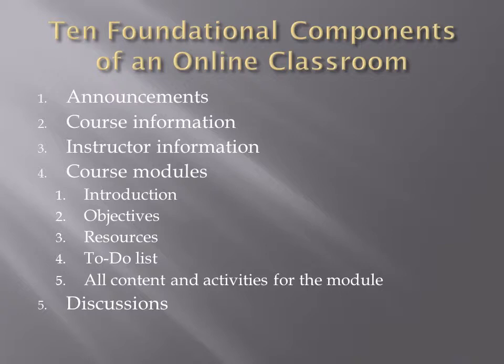A course should include course modules, and each module should include some kind of an introduction, the learning objectives for that module, any resources used during that module, a to-do list, and then all the content and activities for that module. And you can call your modules whatever you want. You can call them a module, you can call them a unit, you can call them chapters. We're going to see some examples a little later on in this slideshow, but they don't have to be called modules, but they should contain those minimum 5 components.